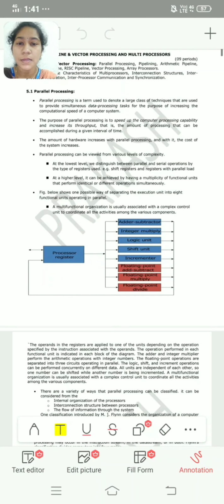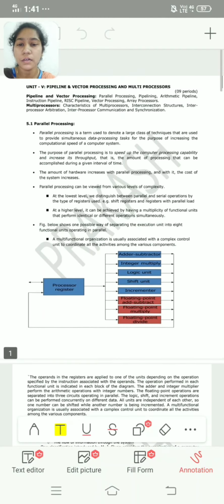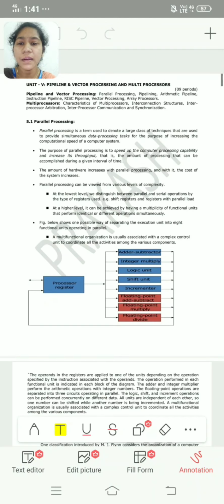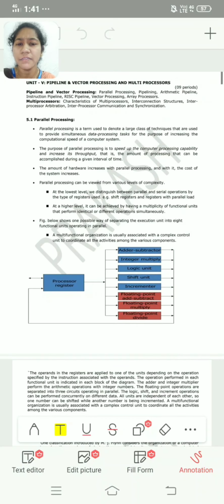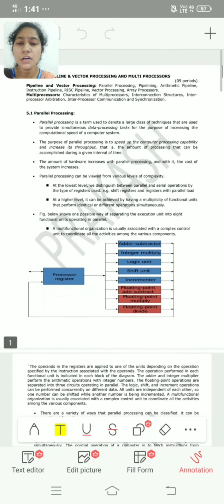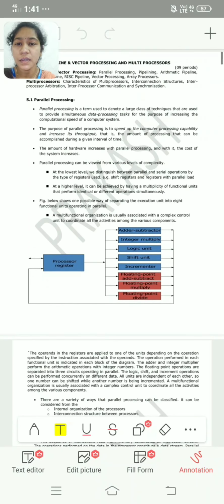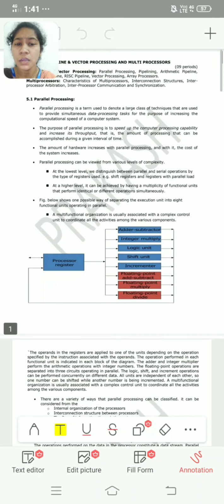Today's topic is Tech Talk. COA Tech Talk. Topic is pipeline and vector processing and multiprocessors. Pipeline and vector processing, parallel processing, pipelining, arithmetic pipeline, instruction pipeline, RISC pipeline, vector processing, array processors, multiprocessors, characteristics of multiprocessors, interconnection structure, interprocessor arbitration, interprocessor communication, and synchronization.